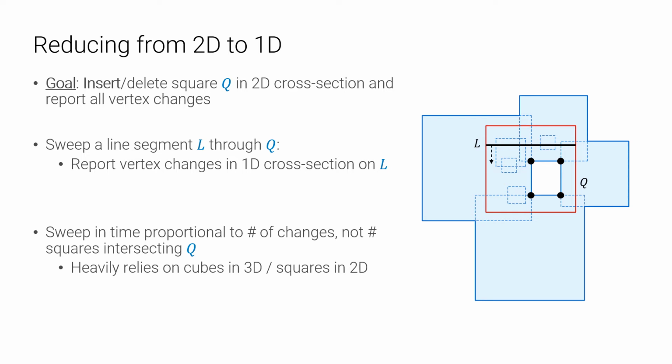The sweep has to take time proportional to the number of changes to the 2D cross-section and not the total number of squares that intersect Q. So as we can see on the figure on the right, there are 4 vertices to report on the interior of Q, but there can be any number of squares that intersect Q without contributing any changes. So we will be able to achieve this, but heavily relying on the fact that the input to the original problem are 3D cubes whose projections are these squares in 2D.